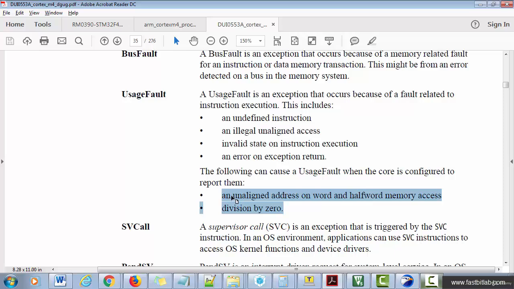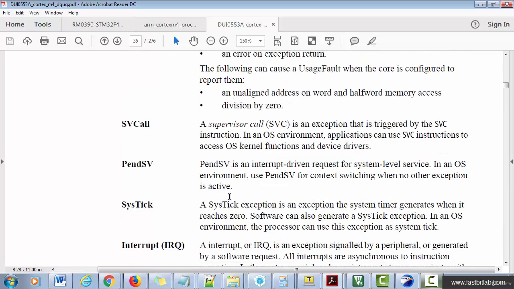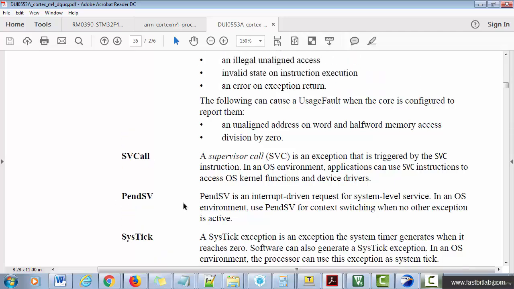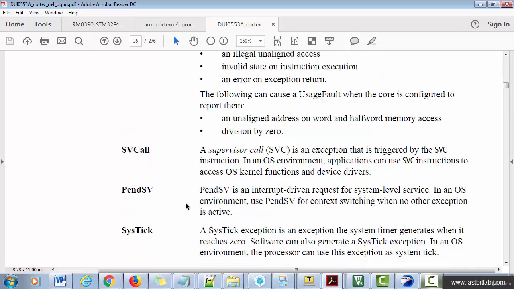We will try to divide by 0, and we will also try to do unaligned data access, and we'll see whether it generates a usage fault or not. All right, now there are 3 other system exceptions: SVCall, PendSV, and SysTick. These are very important system exceptions. They are there to help the embedded operating system design or real-time operating system design.